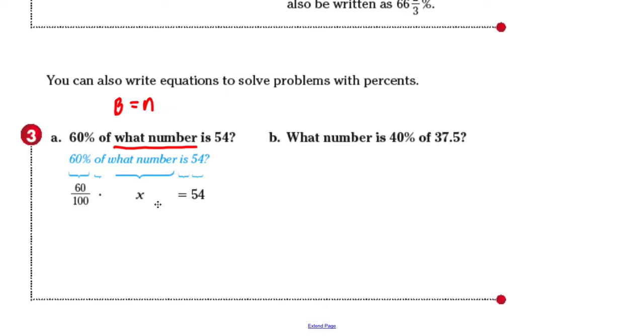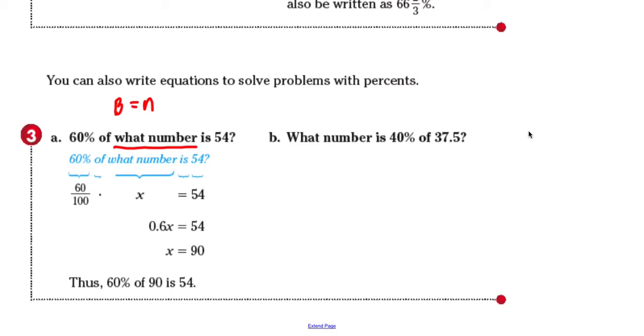So if you arrive at that equation, you can now do 60%, 60 over 100 is 0.6, so that becomes 0.6 times x equals 54. Divide both sides by 0.6. X equals 90. Thus 60% of 90 is 54.